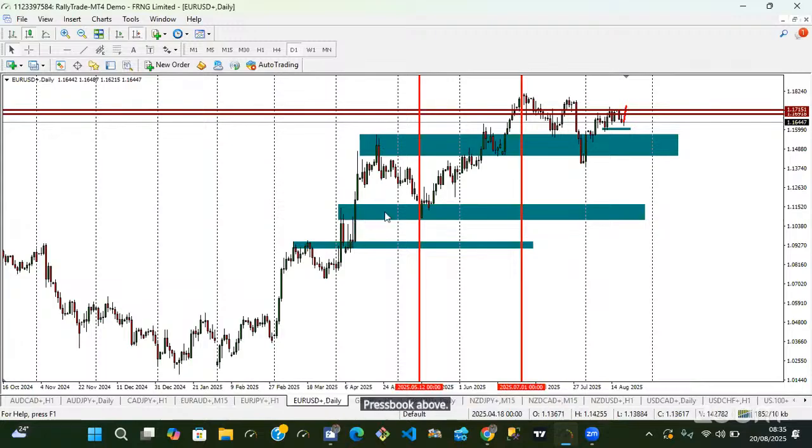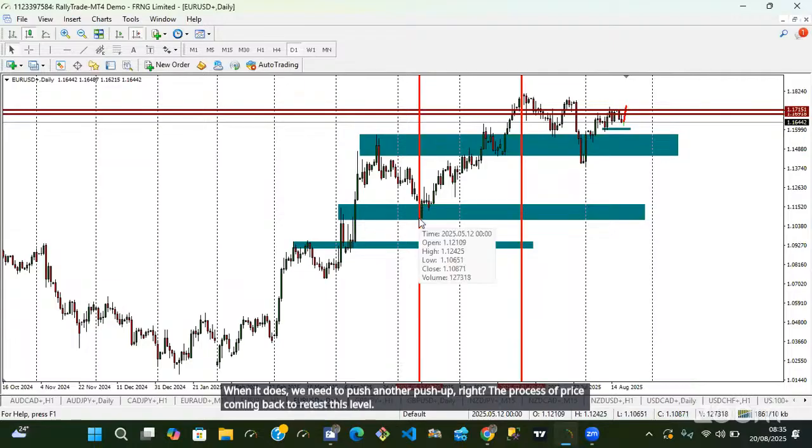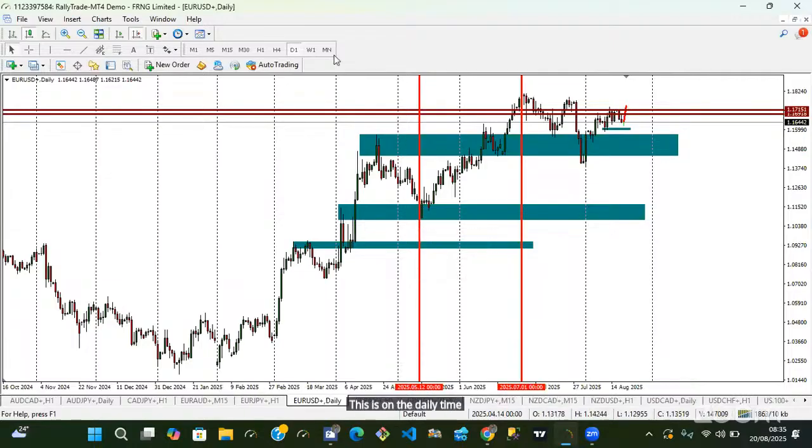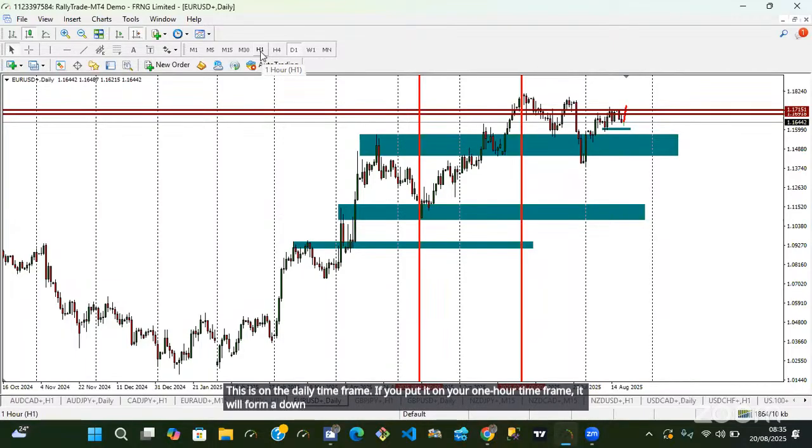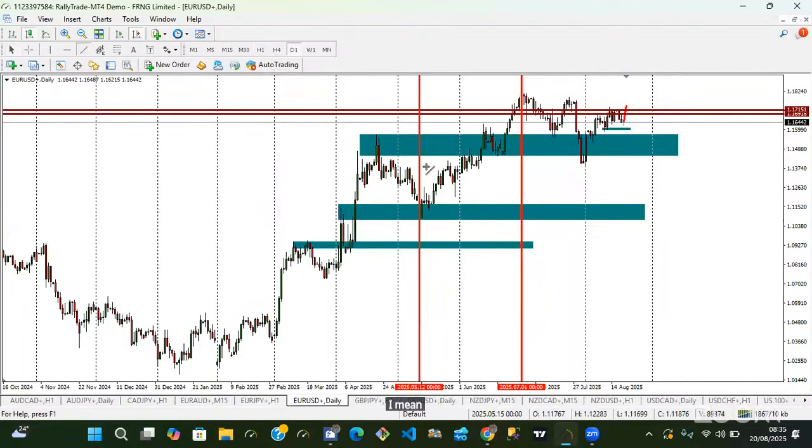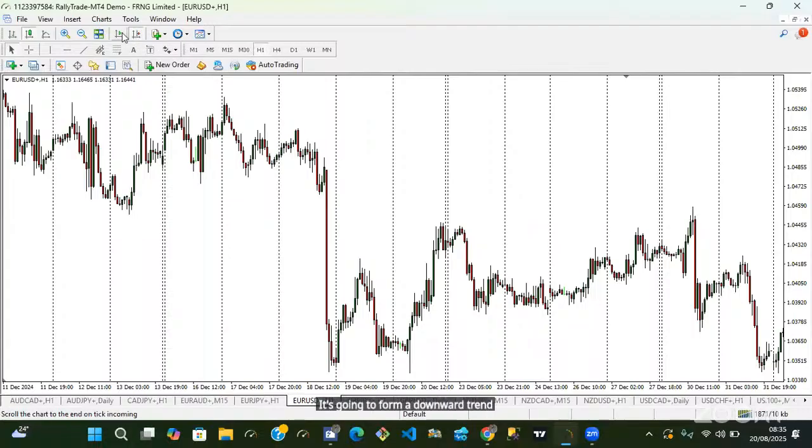Now, you mark this level here. For you to have a good trade, like I said, price should come back to retest this level. When it does, we need to see another push up, right? The process of price coming back to retest this level, this is on the daily time frame. If you put it on your 1 hour time frame, this push here, from here all the way to here, is going to form a downward trend on the 1 hour.